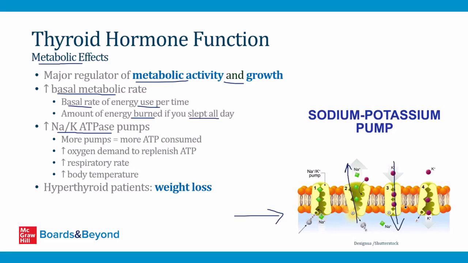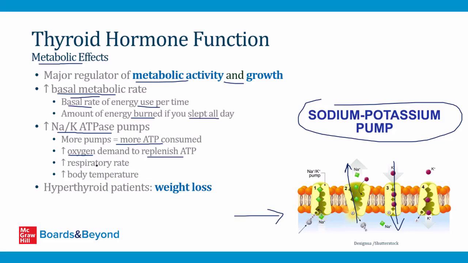And these pumps are responsible for keeping the sodium and potassium concentrations inside cells normal, and they require ATP to work. So what thyroid hormone does is it causes cells to produce more of these pumps. And when there are more pumps, more ATP is consumed, and that's what raises the basal metabolic rate. In addition to more ATP being consumed, the body needs more oxygen to replenish ATP. So that happens when thyroid hormone exerts its effects.